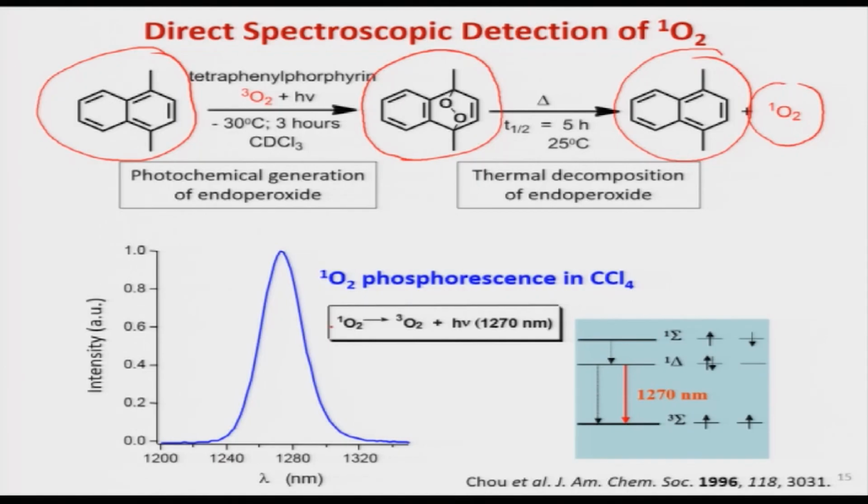As I have shown, it can be detected by phosphorescence. The peak comes at 1270 nanometers. When it comes back from the delta state to the sigma ground state, the triplet state, it produces a phosphorescence band at 1270 nanometers, which confirms the formation of singlet oxygen during this process. The singlet oxygen is highly reactive, and it can be utilized for various chemical transformations and important applications.